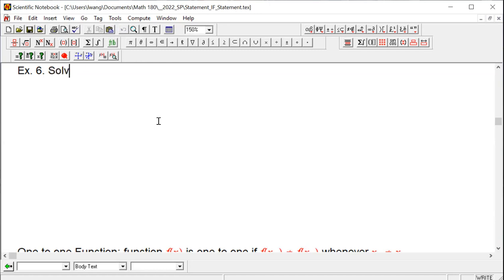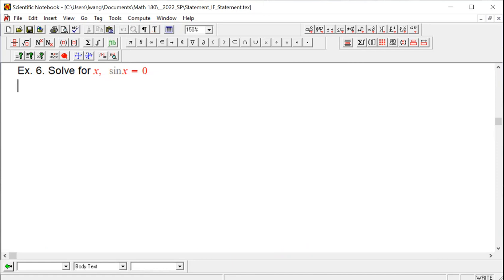For example, solve for x. The question is, sine of x is equal to 0. What are the solutions? You can pause the recording, okay, and think about it.